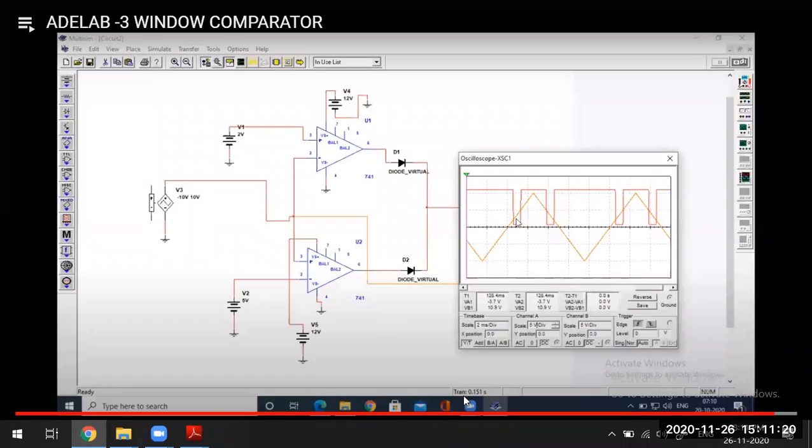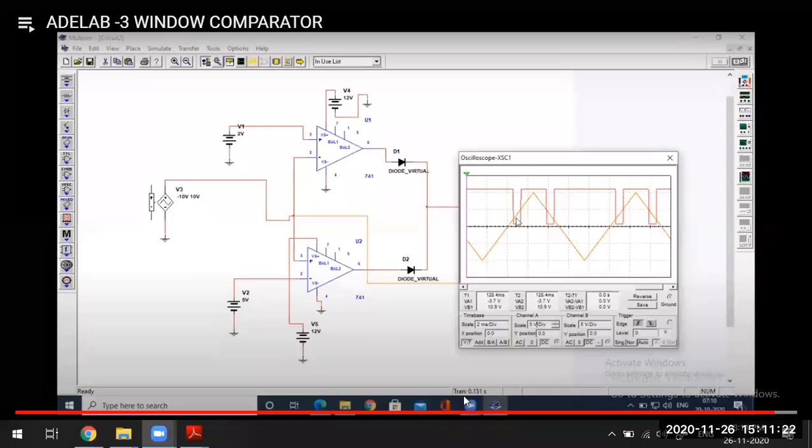Is this much clear? What is the meaning of a window comparator? What actually is this op amp and what actually is the output? Have you understood this? Does anyone have doubts? Feel free to ask any doubt.